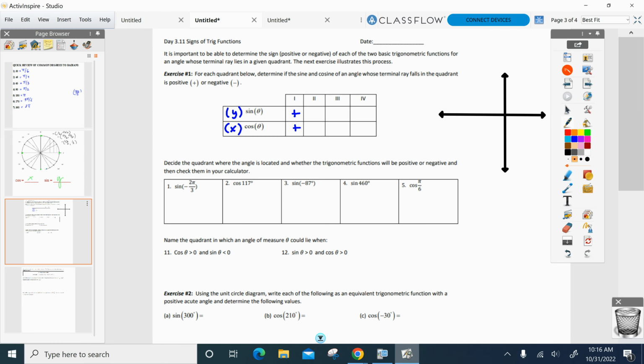Tell me something about the x's in quadrant 2. Positive or negative? Negative. So guess what? Any cosine value in the second quadrant will be negative. And what about the y's? Positive. So that means any sine.